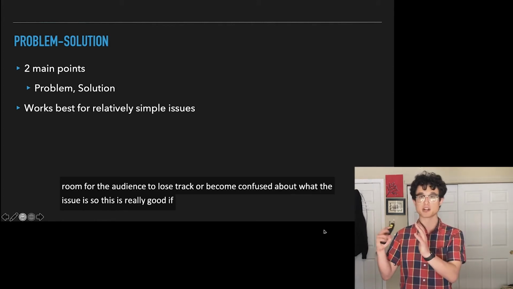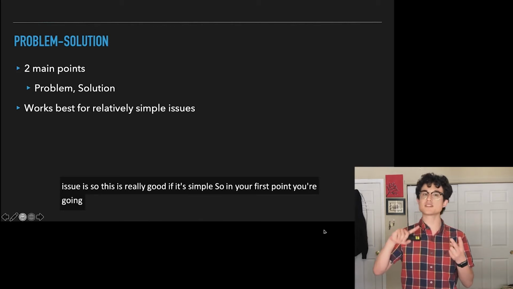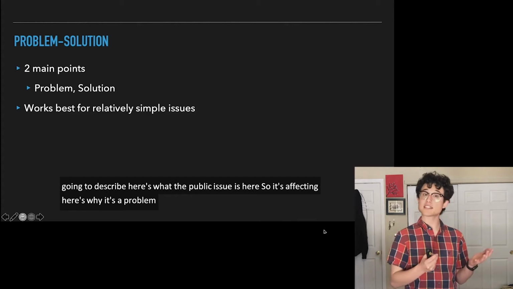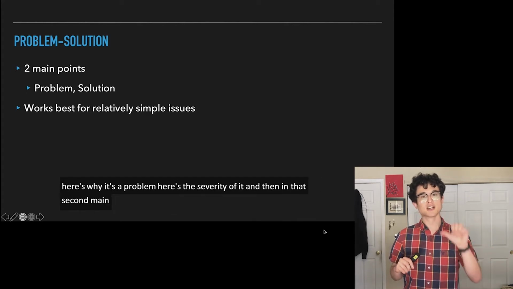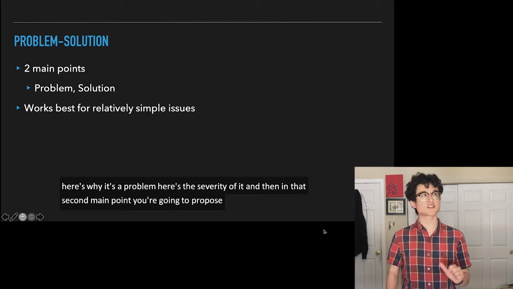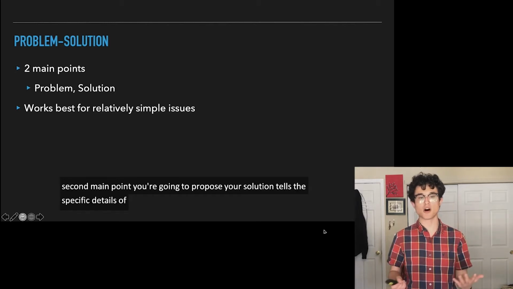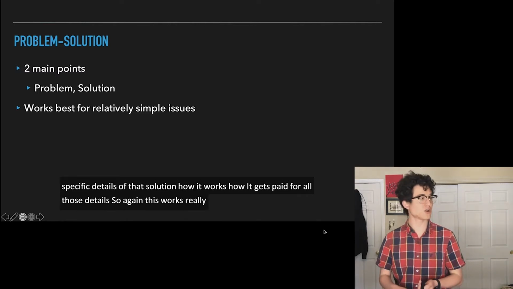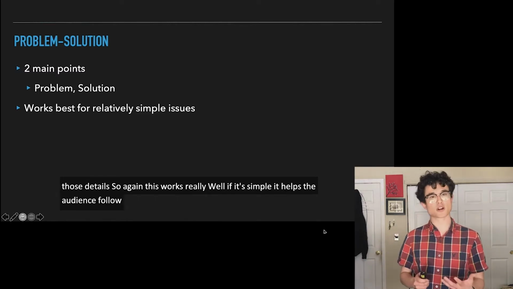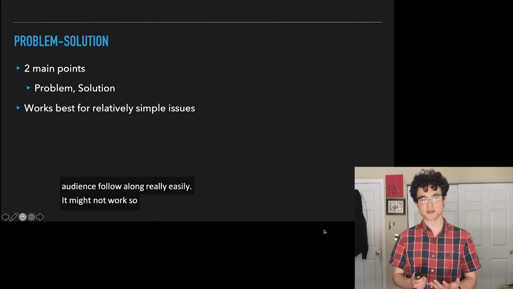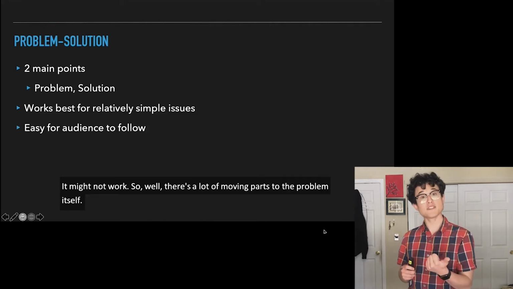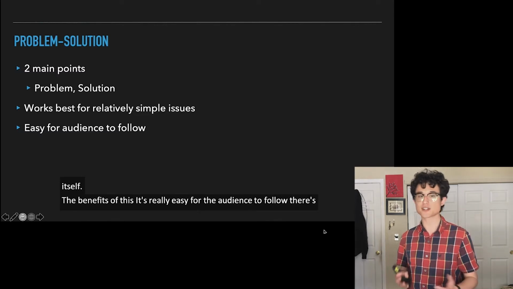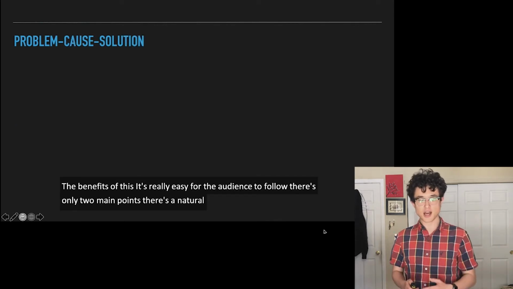In your first point, you're going to describe here's what the public issue is, here's who it's affecting, here's why it's a problem, here's the severity of it. And then in that second main point, you're going to propose your solution, tell us the specific details of that solution, how it works, how it gets paid for, all those details. So again, this works really well if it's simple. It helps the audience follow along really easily, but might not work so well if there's a lot of moving parts to the problem itself. The benefits of this: it's really easy for the audience to follow. There's only two main points. There's a natural progression from problem to solution.